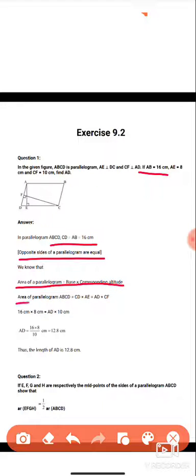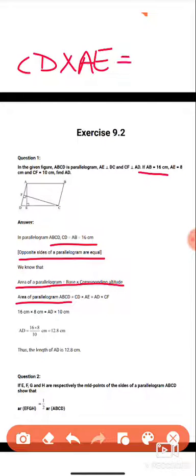So the area of parallelogram ABCD, if you are taking base as CD, then your height will be AE. That will be equal to, if you are taking base as AD, then your height will be CF. So these two are base into height, that is the formula of a parallelogram. Now whatever values you have, substitute them.